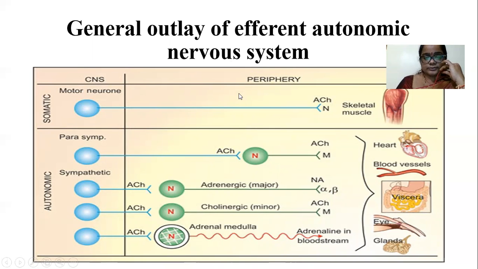Here, all sympathetic and parasympathetic preganglionic neurons release acetylcholine, and parasympathetic postganglionic neurons release the same acetylcholine. But sympathetic postganglionic neurons release the major neurotransmitter noradrenaline, which binds with alpha and beta receptors. The minor neurotransmitter is acetylcholine, released especially by sympathetic postganglionic neurons to sweat glands, where it binds with the muscarinic receptor.